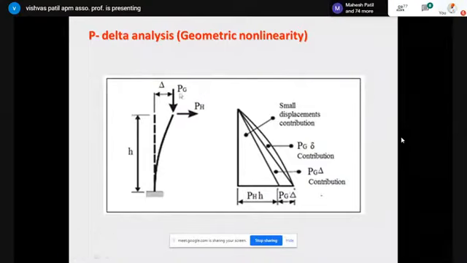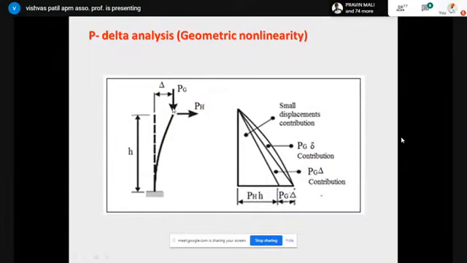Now this particular P delta effect is very significant if the column is heavily subjected to axial gravity load. In that case, we have to consider P delta on the column. So what will happen now? Because of the lateral force, the column gets buckled, and it is subjected to action.